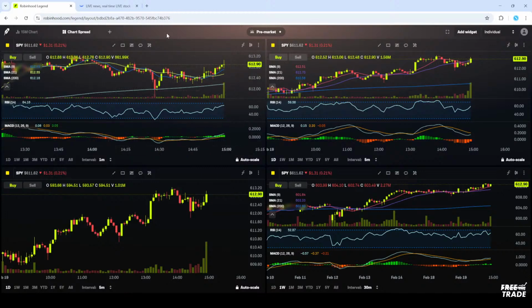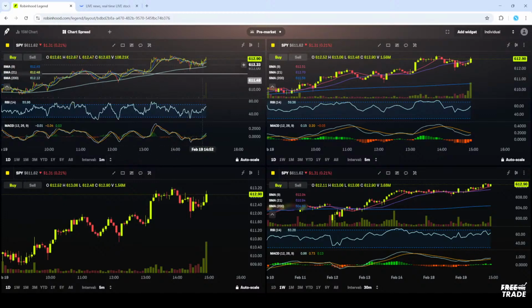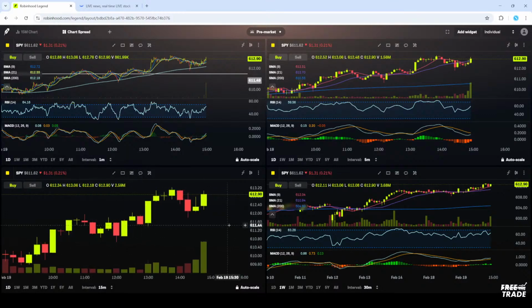This is just my basic setup here. We've got a 4-chart spread. I do the daily 1-minute chart on this one. This one is the daily 5-minute. This one is generally the daily 15-minute. Looks like I changed it for some reason. And this is the 30-minute on the weekly chart. And so this kind of gives me a good overview.